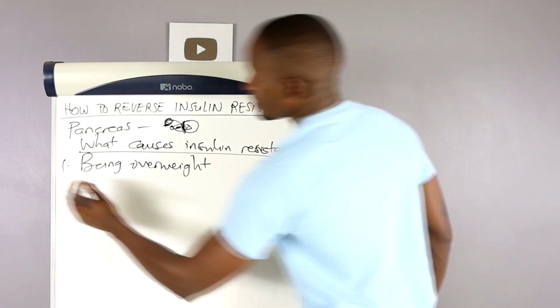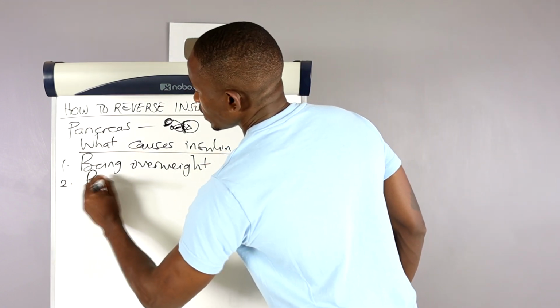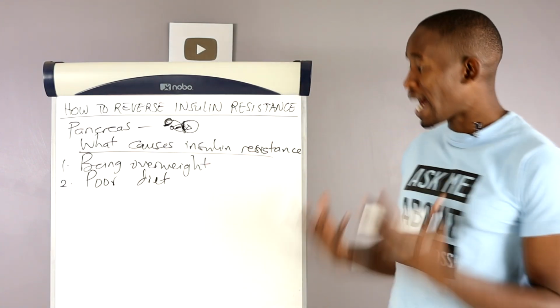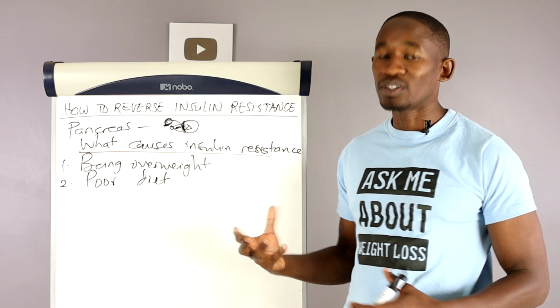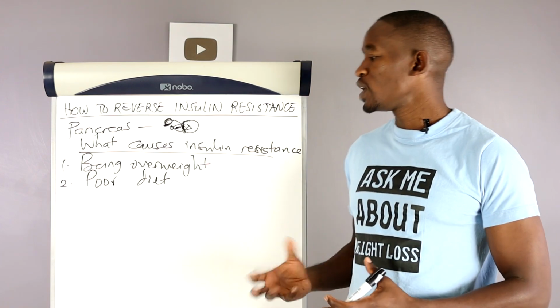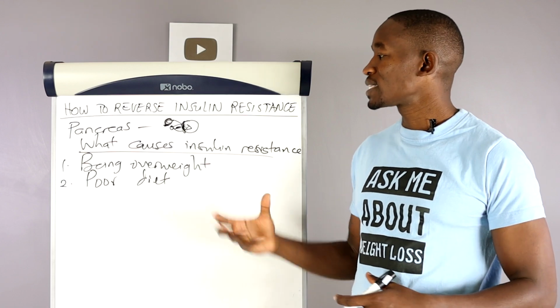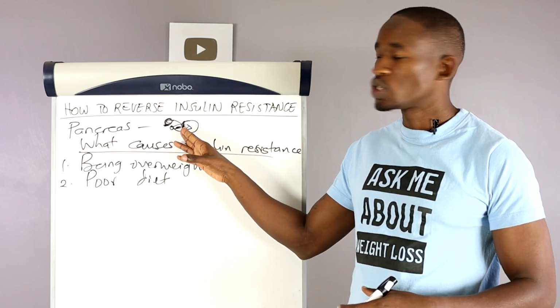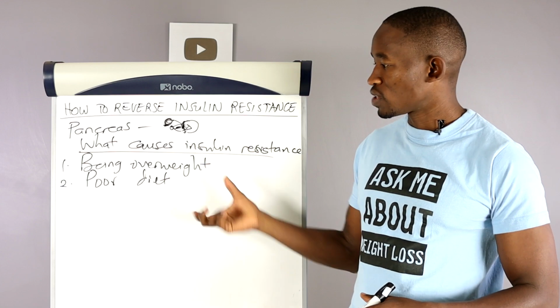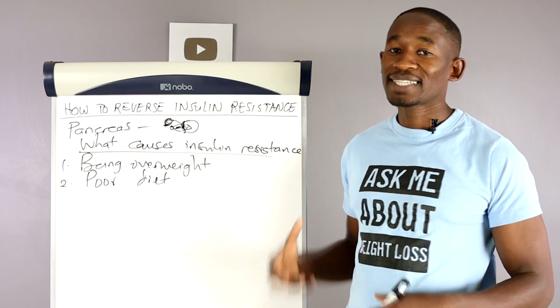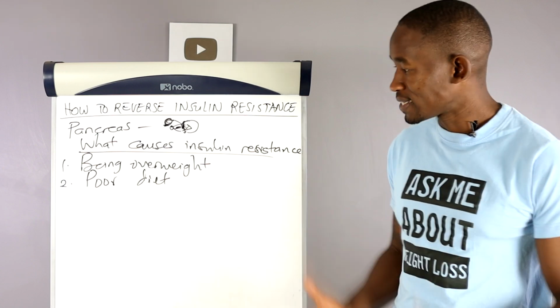The second reason is poor diet. If you're eating a high carb diet or a diet that contains lots of processed foods, you're going to experience lots of blood sugar spikes, and these blood sugar spikes are eventually going to lead to insulin resistance. So these are the two main causes. Now we are going to look into how you can reverse insulin resistance.